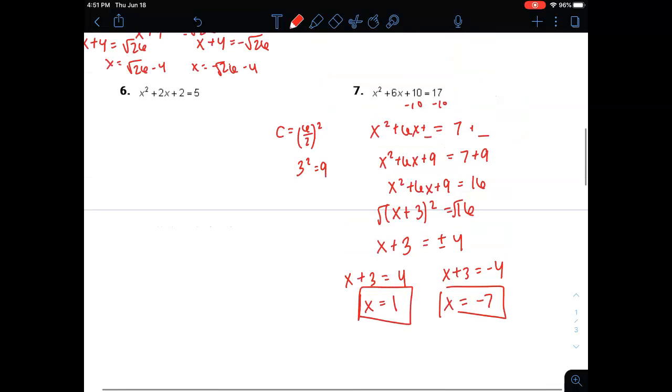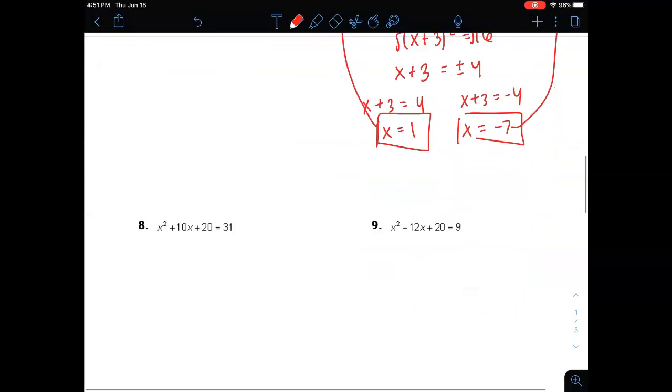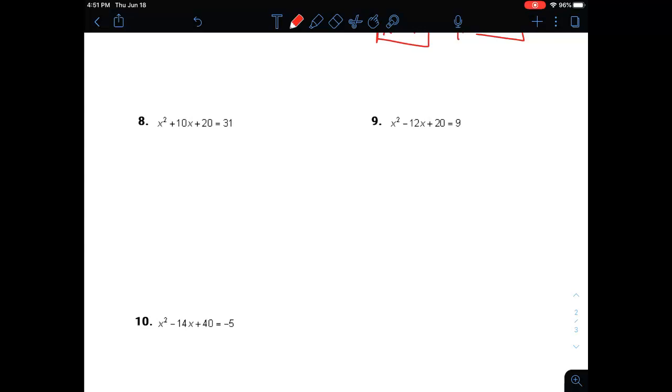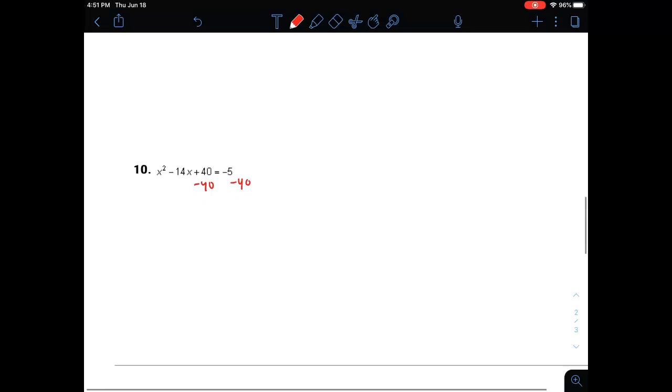And then again, if we want to check them, we plug them back into the original, and we should end up getting 17 equals 17 for both of those answers. Then let's go with one more here. Let's maybe just pick number 10 because we can. Again, we're going to start off by moving this constant to the other side. So minus 40 to the other side. So x squared minus 14x equals negative 45.